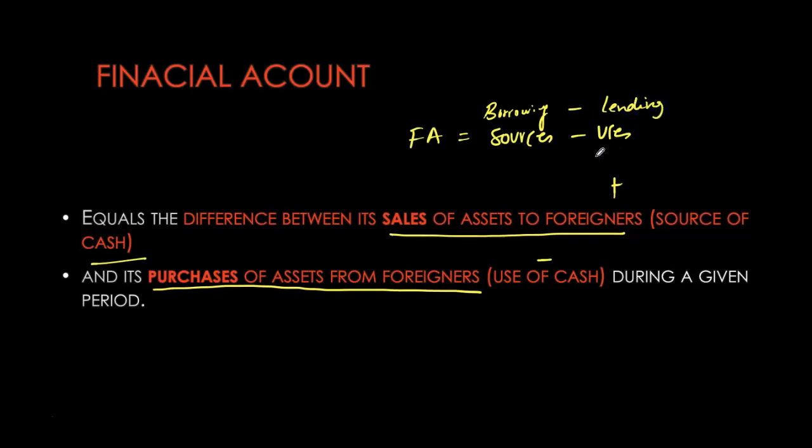So our financial account is basically looking at net capital inflows. Whenever we are a net lender, the financial account will be in a deficit. Whenever we are a net borrower, the financial account will be in a surplus. Overall inflows will be higher than what we are spending on foreign assets.